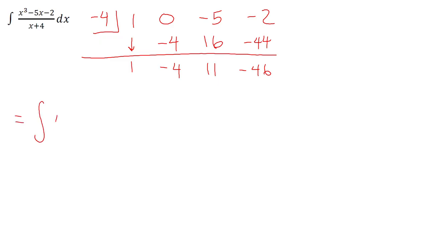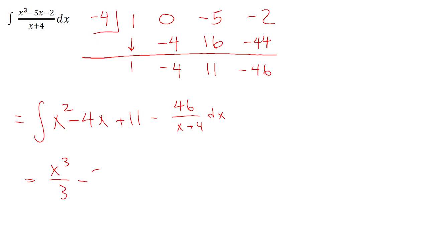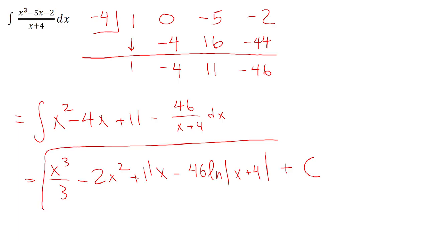It becomes an integral of dropping down a power to x squared minus 4x plus 11 minus our remainder of 46 over the original denominator of x plus 4. Integrate to get x cubed over 3 minus 4x squared over 2, or minus 2x squared, plus 11x. And then again, another simple u sub where u is x plus 4, du is dx. So it's just 46 over u, which is 46 natural log absolute value of u, or natural log absolute value of x plus 4. And of course, the plus c.